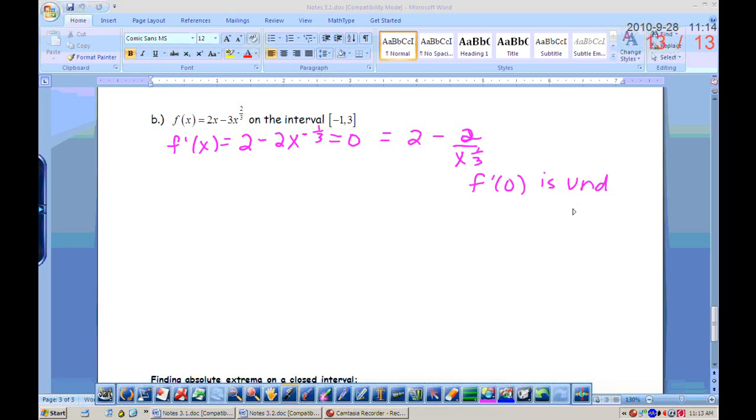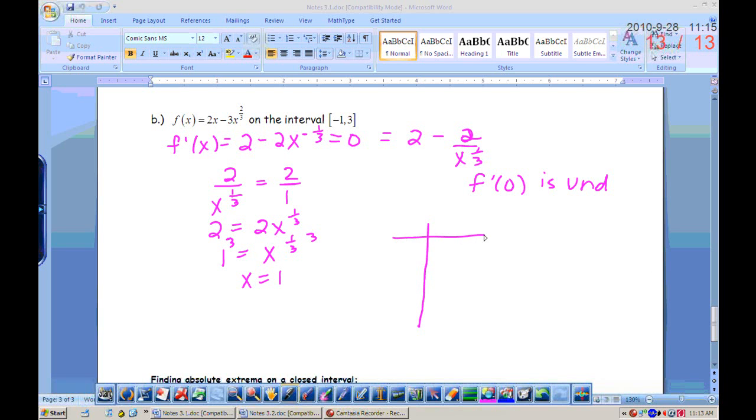Now, do you think it's possible to find another value of x where this equation happens to equal 0? Sure. All right, so if I set it equal to 0, I'm going to add 2 over x to the 1/3 to both sides. Equals 2. Can y'all look at that and tell me what x needs to be? 1, right. If you cross multiply, you get 2 equals 2x to the 1/3. Divide by 2. 1 equals x to the 1/3. What power do I raise both sides to? The third. Okay, so x equals 1.